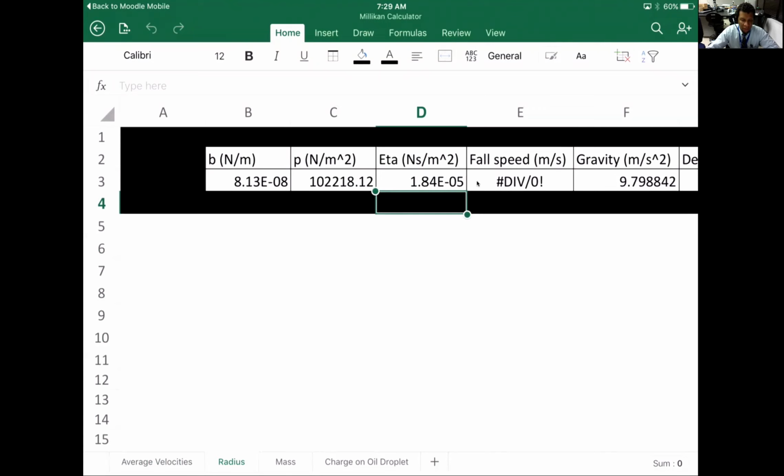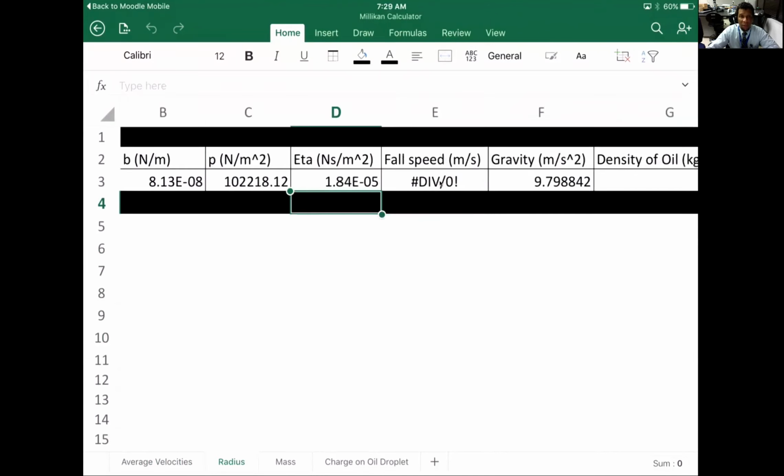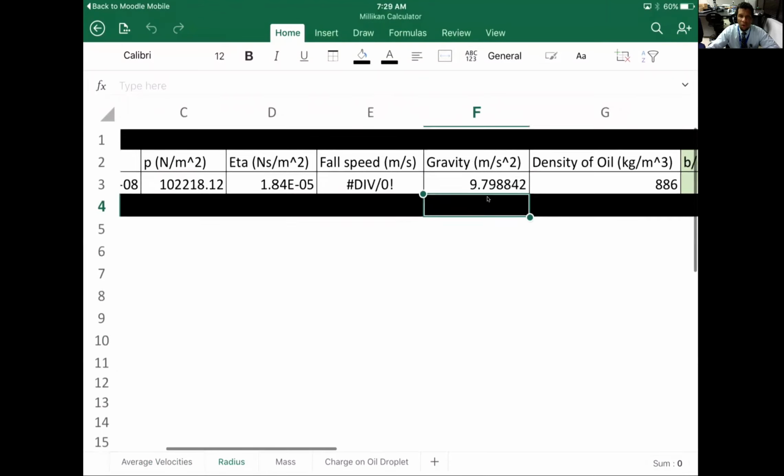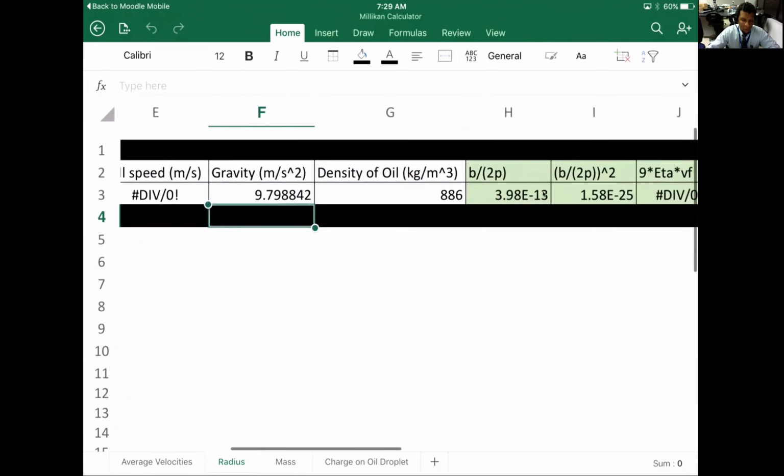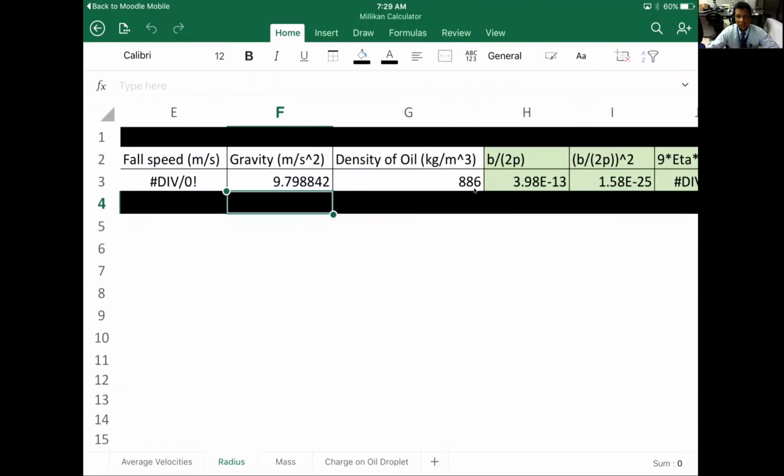Maybe for later dates. And then we have our fall speed here, which has not been calculated because we haven't received that data. Because it's so small, I actually went and got the gravitational field at this longitude and latitude, or at least close to Virginia. So I'm saying that it's 9.798842. And then the density of oil, it's 886.